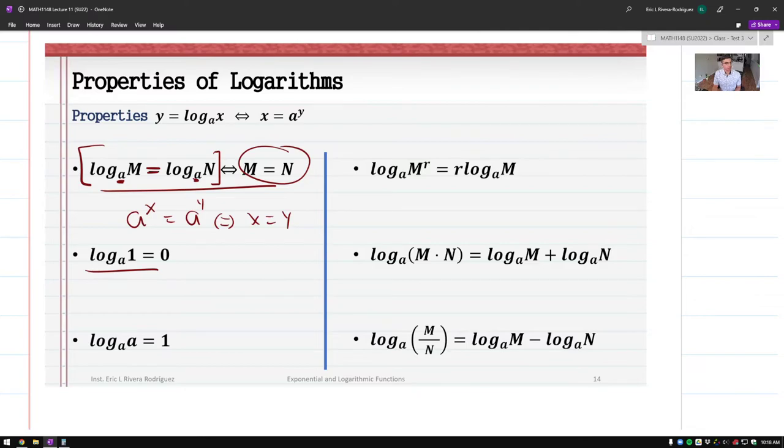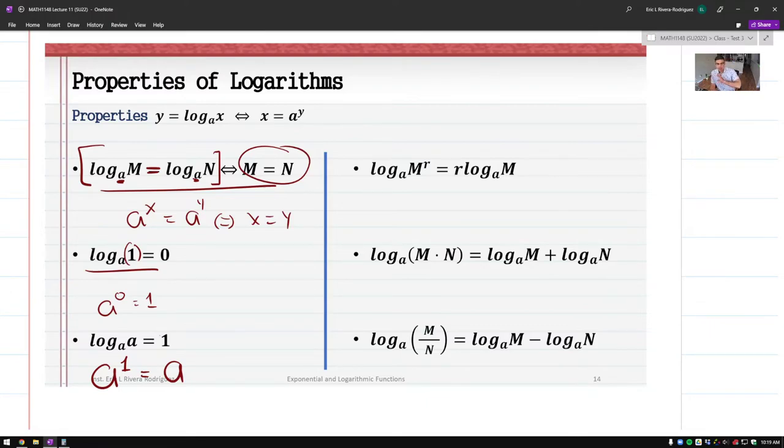This is related to the initial value. Remember that a raised to the power of 0 is 1. Well, any logarithmic function that evaluates 1 will give us 0. Okay, so that's another important property. The third one, we have log base a of a, basically they cancel each other and we got 1. Why? Because any number raised to the power of 1 is just itself. Okay? And that is what this property is saying here.